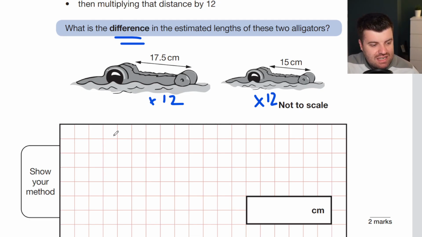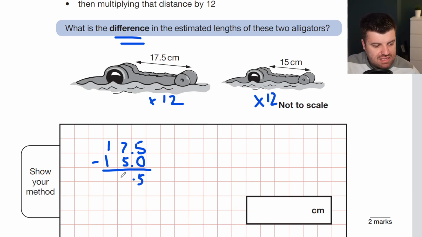You can find the difference first. So 17.5 take away 15. Put in the 0.0 as a placeholder just so you don't mess up. 5 there with decimal place. 7 take away 5 is 2. 1's cancel out. So the difference is 2.5 centimeters. Now you can just multiply the difference by 12 to get the distance. So we're going to do 12 multiplied by 2.5.